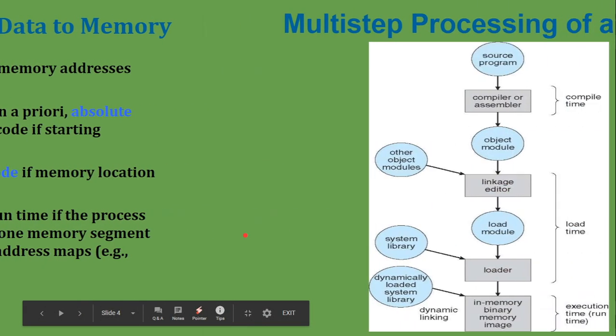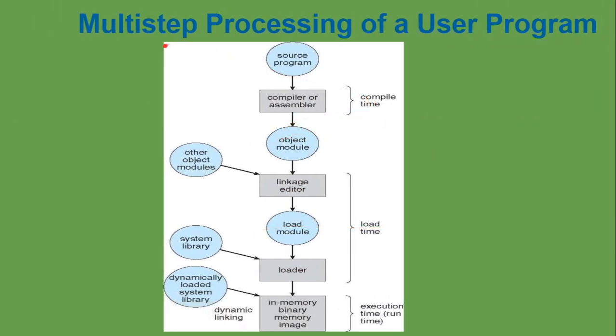Now let us see how the multi-step process looks whenever a user gives a program for execution. The source program is given to the compiler or assembler, depending on whether it is an assembly language program or a high-level program. That is the compile time, and the source program is converted into an object program. Once the object program is compiled, some other object modules are needed. For example, include stdio.h, include conio.h, some header files and other modules have to be brought in. That is done by the linkage editor.